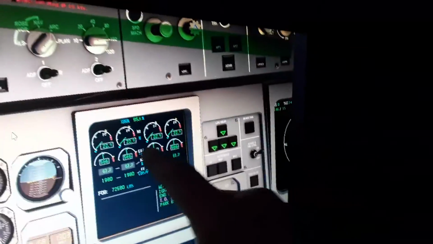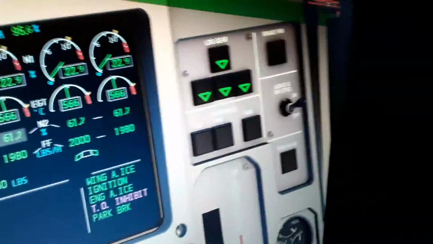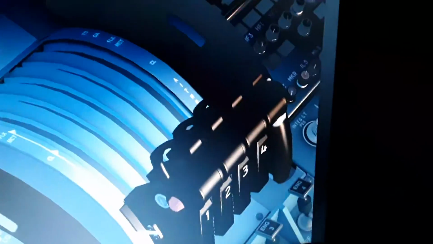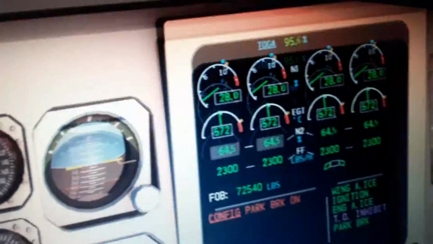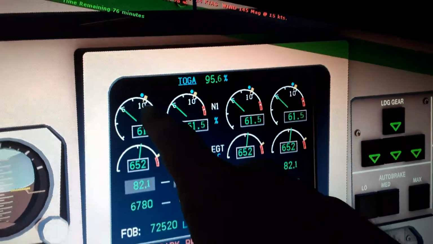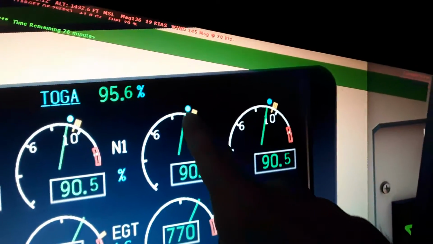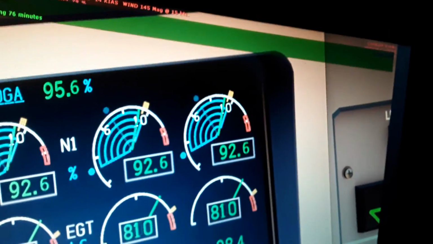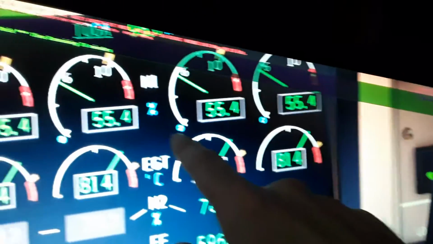Here is the ECAM, as they call it in the Airbus, the engine indication and crew alert system display. Here is the engine display. You can see if I move the thrust levers all the way up, the engine indication is rising, because the blue circle over here is where I have set my thrust levers right now. So if I move them down, you can see the blue circle goes all the way down.